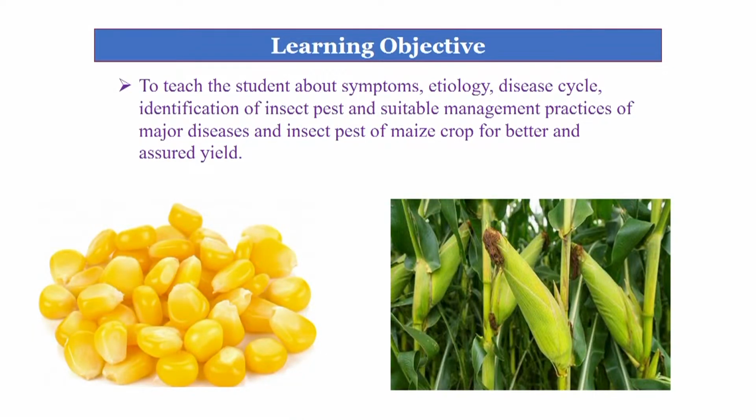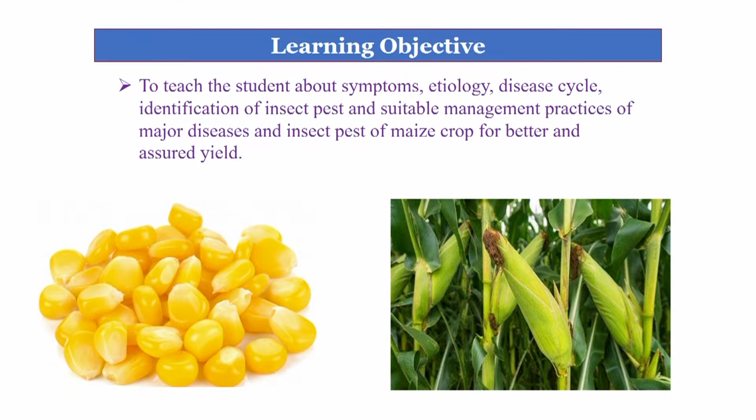So dear learners, the learning objective of today's session is to teach the students about the symptoms, etiology, disease cycle, identification of the insect pest, as well as the suitable management practices for that particular disease and insect pest, and how you can improve the crop production for better and assured yield.